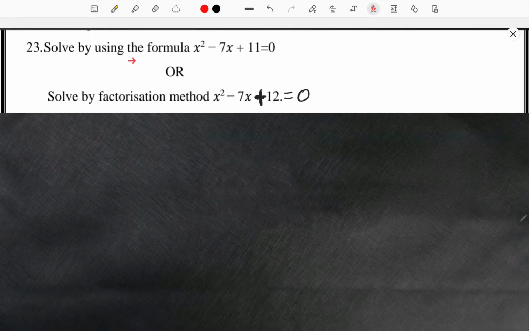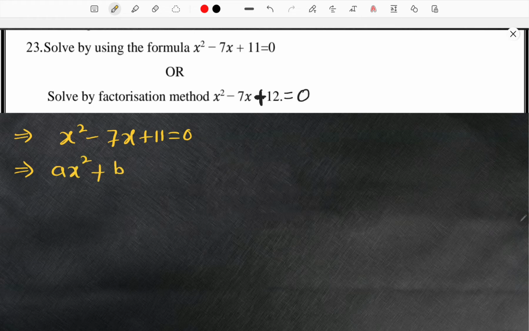Here it is: solve by using the formula x square minus 7x plus 11 is equal to 0. Let us write the equation, that is x square minus 7x plus 11 is equal to 0. You have to compare it with ax square plus bx plus c is equal to 0. What is the value of a? a is going to be 1. What is the value of b? Minus 7. What is the value of c? 11.